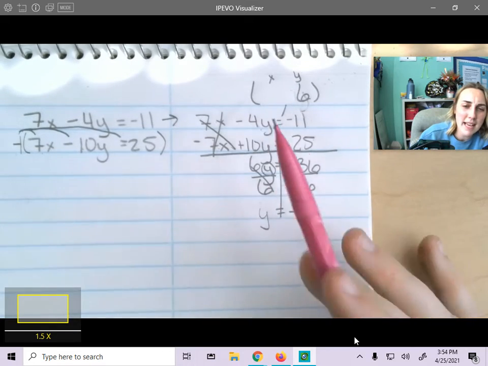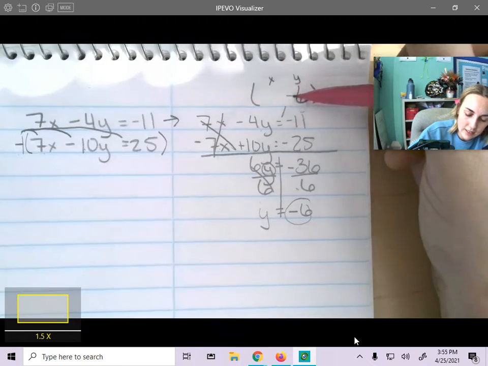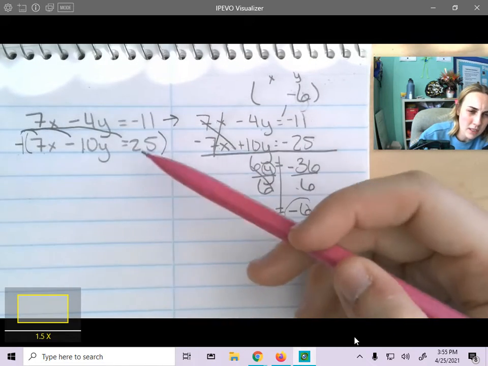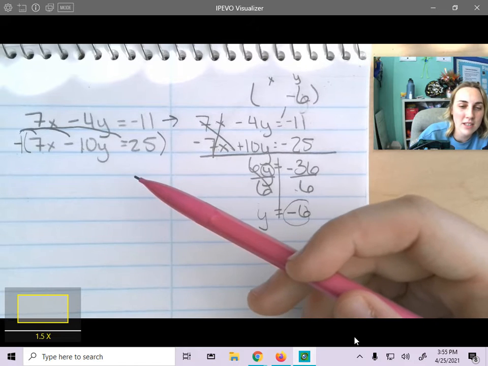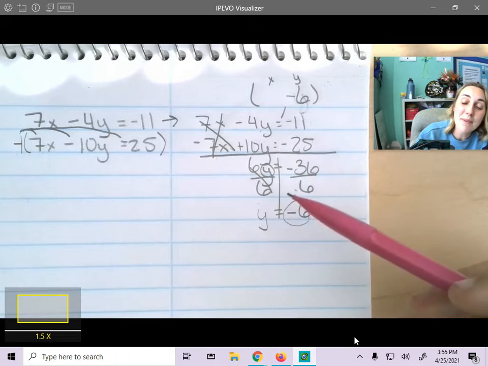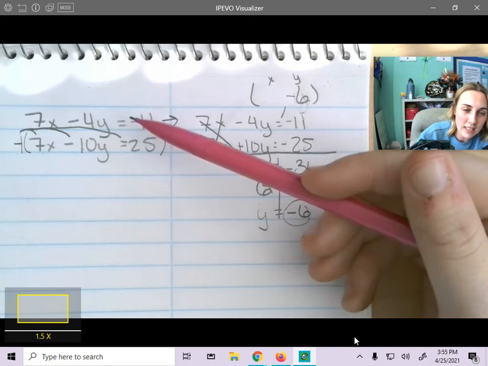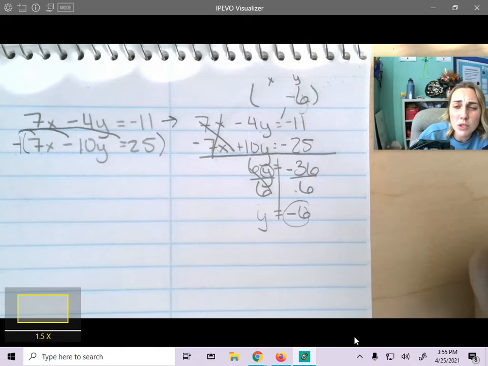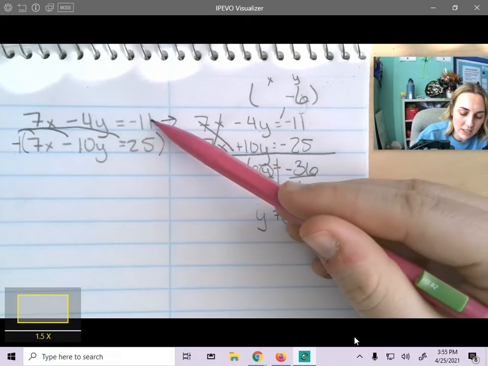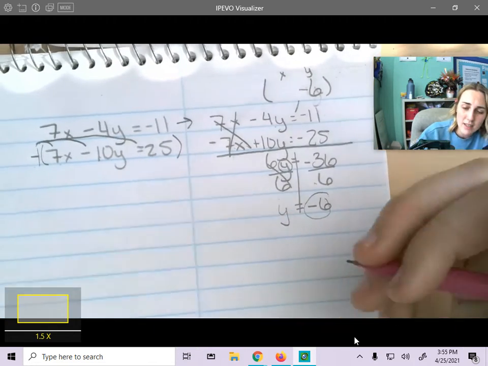So to figure out my x value, I'm going to substitute my negative 6, which is y, into one of these two original equations to solve for x. It doesn't matter which one I substitute it into, you're going to get the right answer either way. So I'm going to substitute it into this first one just because I personally think it'll probably be easier.